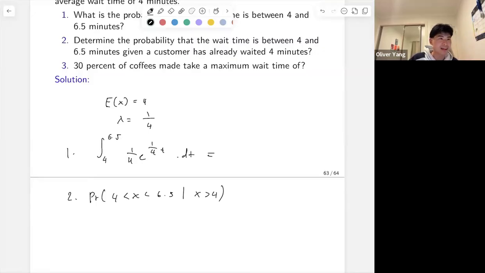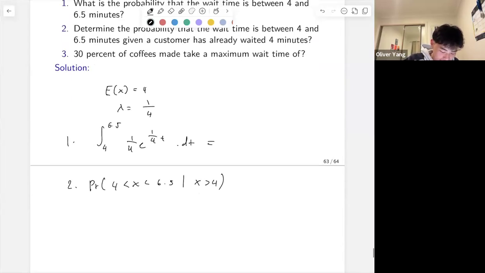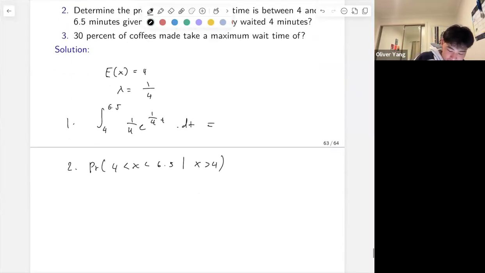Right? That's how you would write it, I guess, mathematically, right? Given that you've already waited 4 minutes. Yeah, that's more than or equal to 4, right?